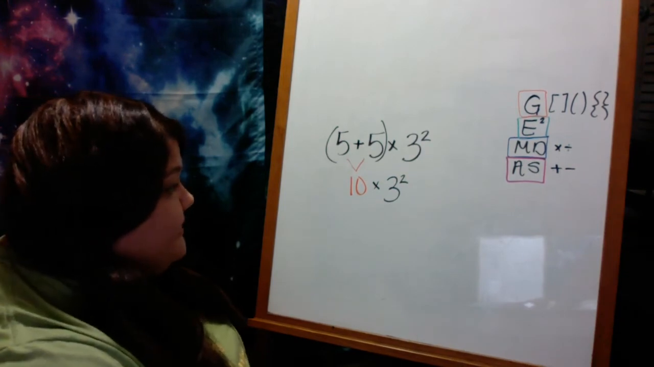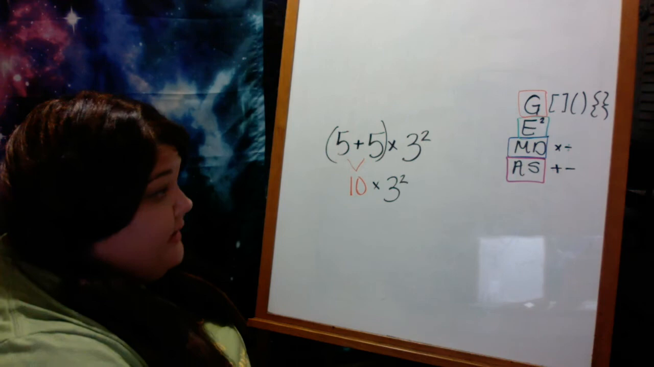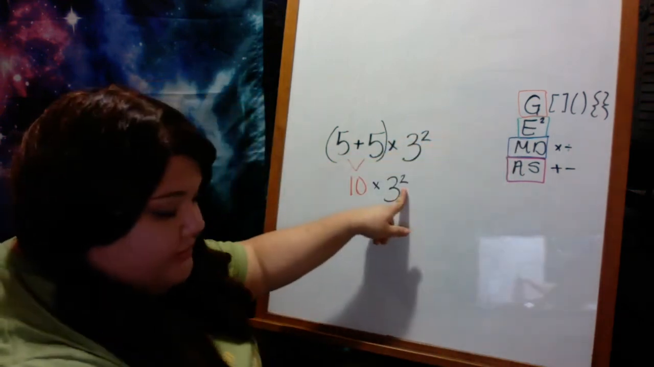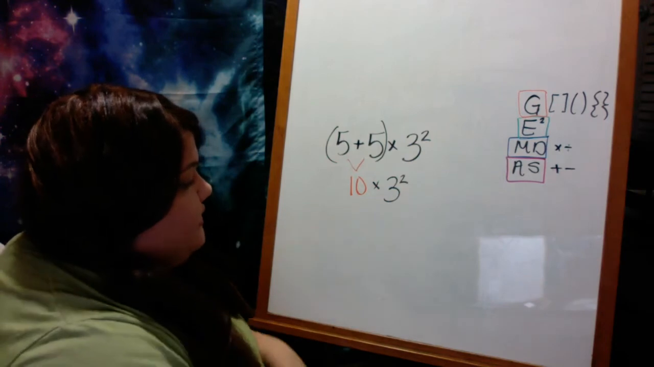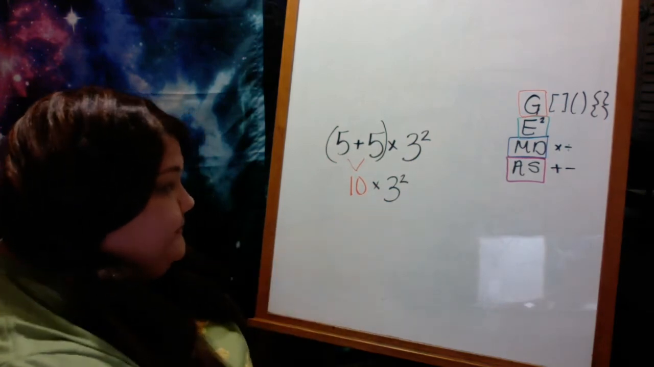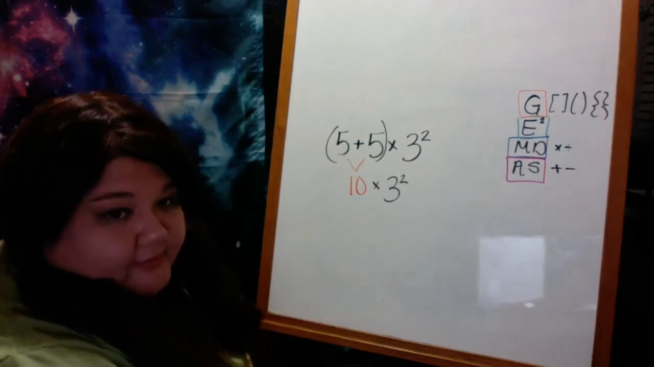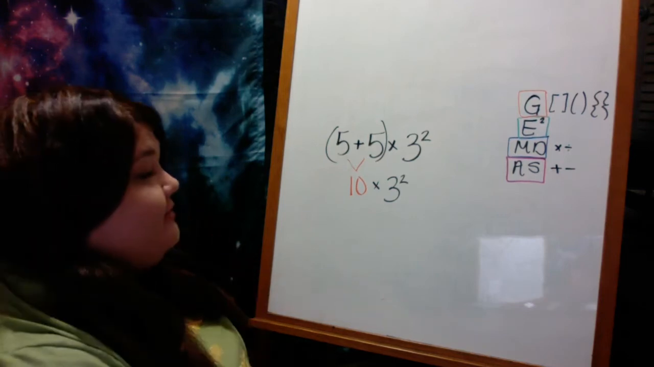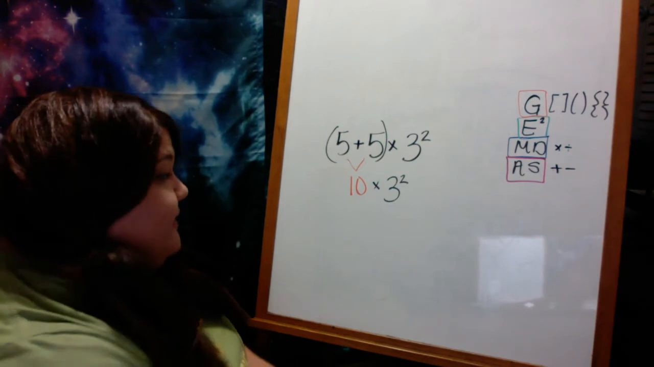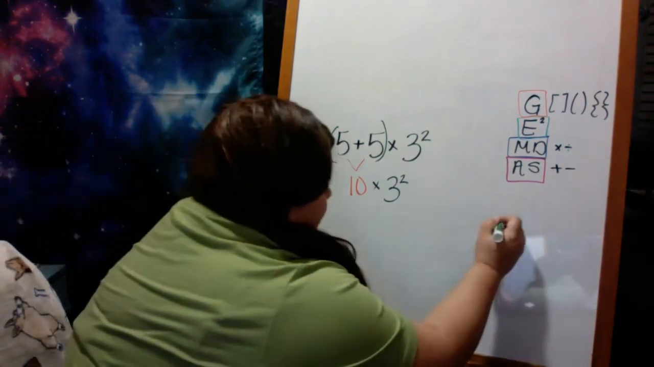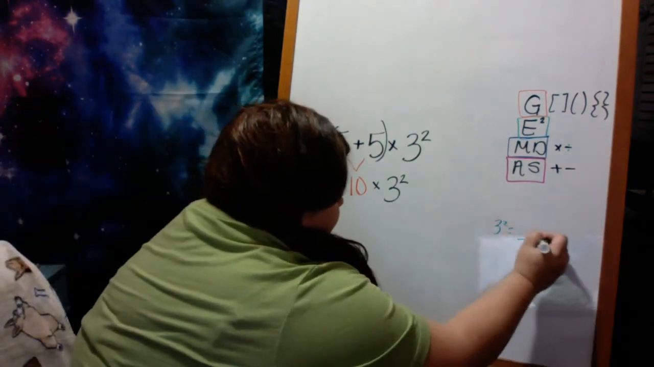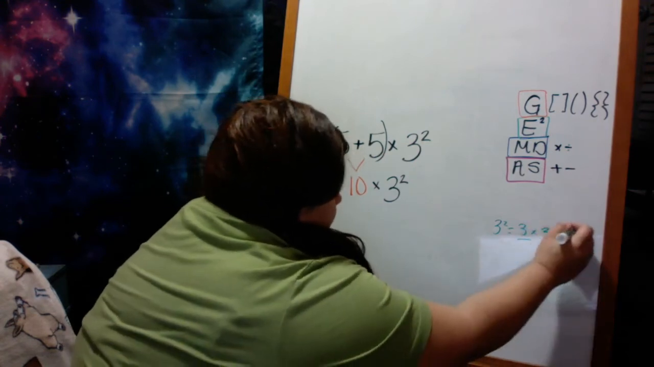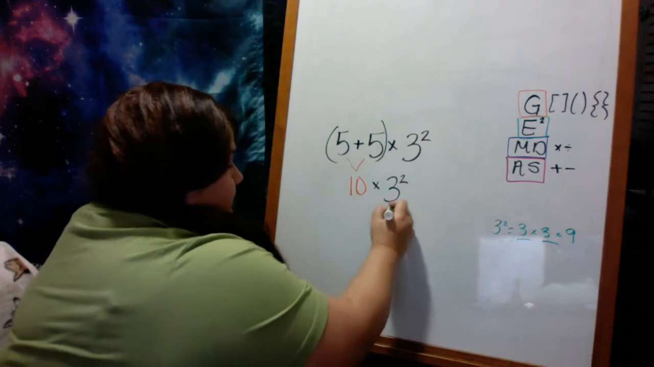Okay, so next, I have to look. Do I have any exponents? I don't have any more groups, but do I have any exponents? And yes, I have a little 2 hanging out right there. So I need to do, okay, what is 3 squared? 6? No. No. If I tricked you, I got you. 3 squared is not 6. It's all about that base. So if I look over here to the side, 3 squared means I need 2 3's. So 3 times 3 equals 9. So 3 squared is going to give me 9.